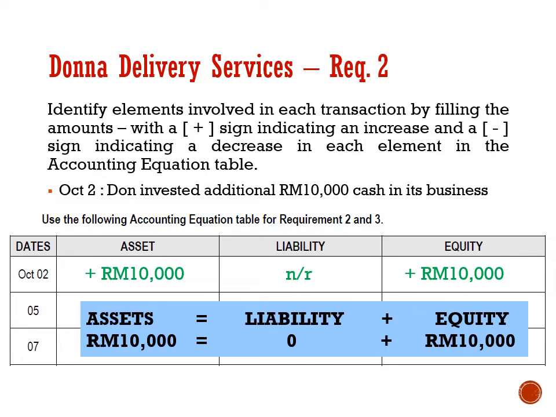Yes, because now we have 10,000 on the left-hand side of the equation and the same amount of 10,000 on the right-hand side of the equation. That is our aim for each transaction, making sure that the equation is balanced after every transaction. For the rest of the transactions, you may try them on your own. Pause this video and resume when you are ready.